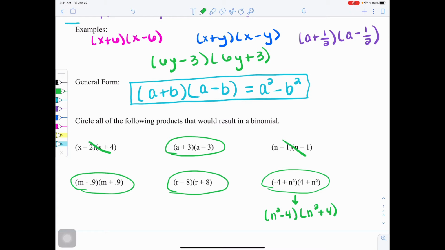And at first glance, it might look like the bottom right corner doesn't work, but you can rearrange these. So negative 4 plus n squared is the same thing as n squared minus 4. So if I change that to n squared minus 4 and n squared plus 4, it looks more like what we're used to in our general form, and therefore you should have circled that binomial multiplication.